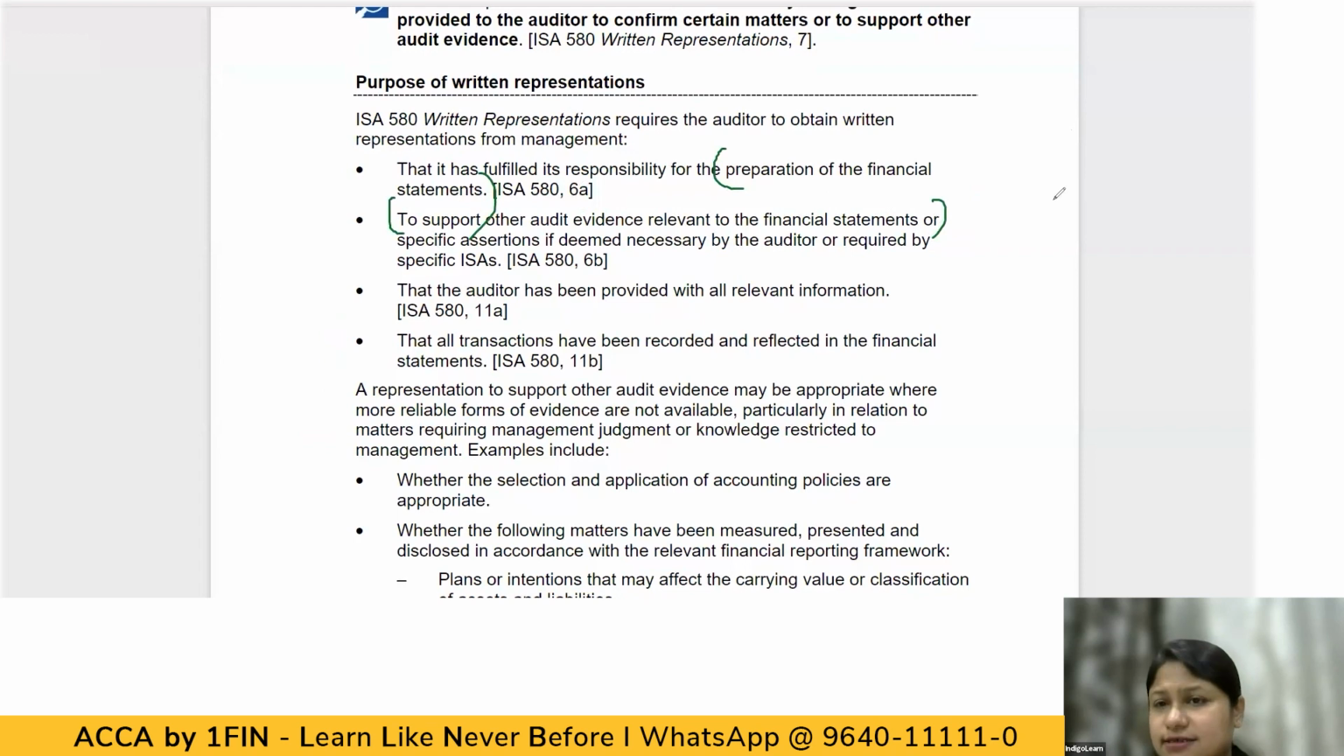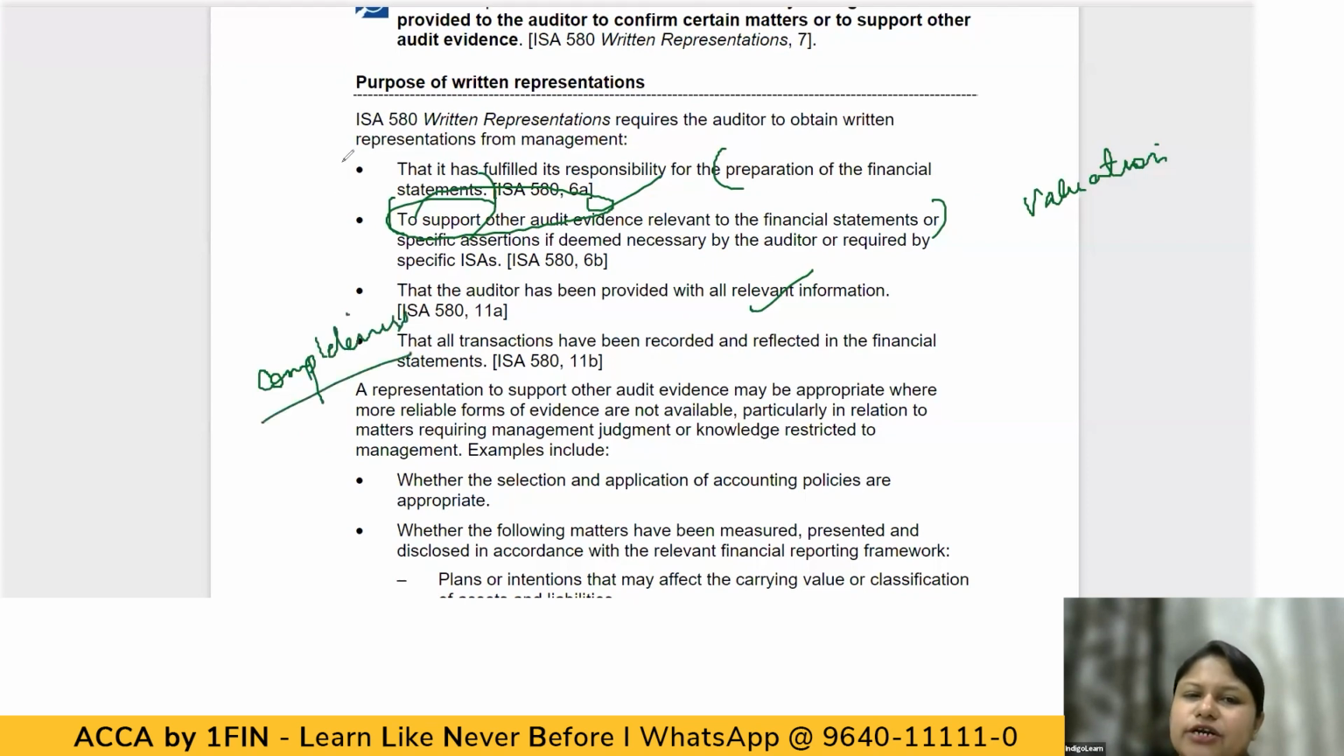So you have to validate an assertion. Maybe you're looking at valuation. You have done the recalculation, agreed. But even then, just to be double sure, you will also obtain what? Written representation to support the other audit evidences, that the auditor has been provided with all the relevant information. So management will give you in writing that whatever the auditor asked from us, we have provided. And that all the transactions have been recorded and reflected in the financial statement. So basically it talks about completeness. So management is going to give a written representation about these four matters mandatorily.